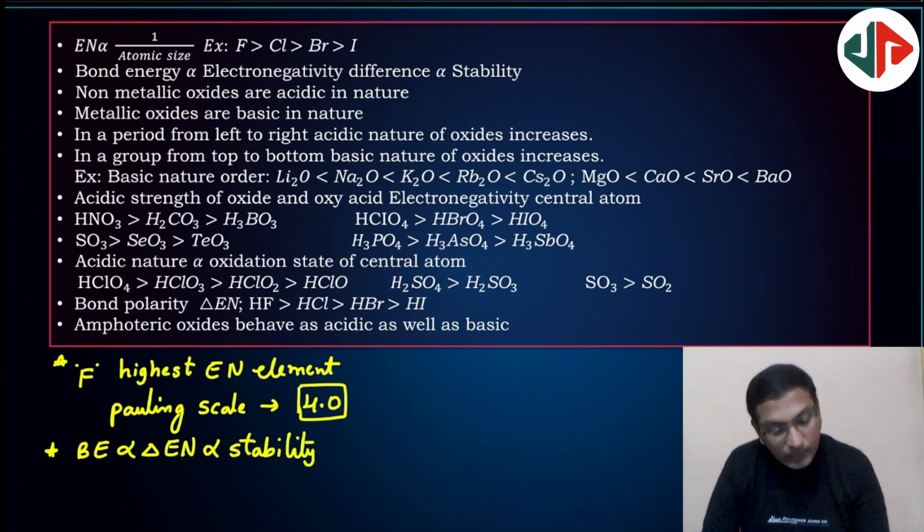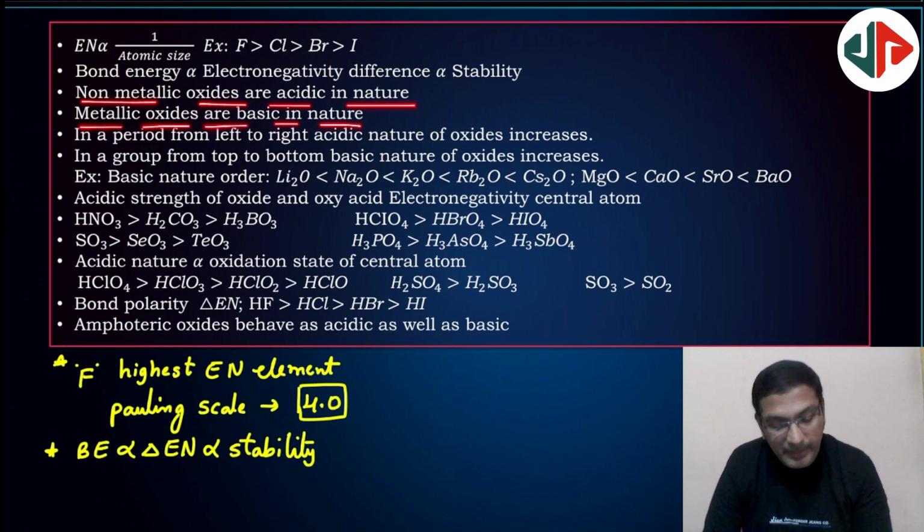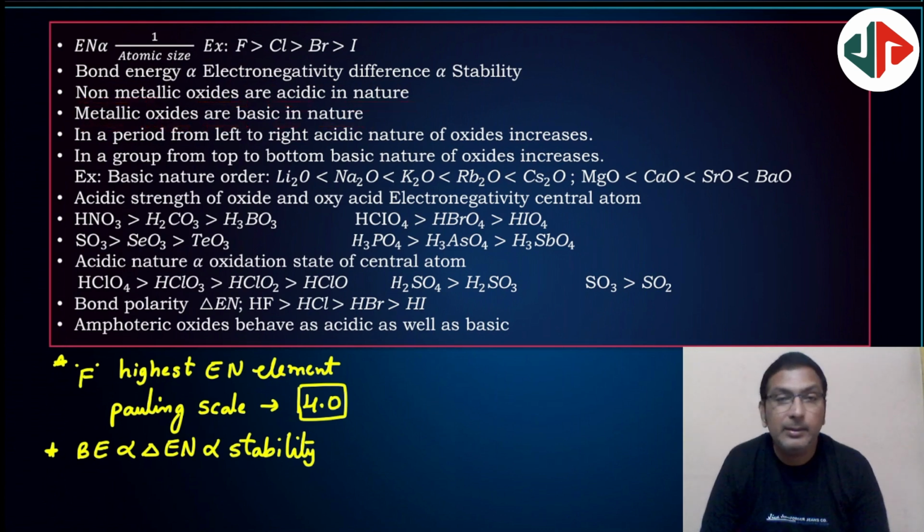Next, non-metallic oxides are acidic in nature. Metallic oxides are basic in nature. These two are repeating points in competitive exams. Non-metallic oxides are acidic. Metallic oxides are basic. Next, in a period from left to right, the acidic nature of oxides increases. Left to right, acidic nature increases.